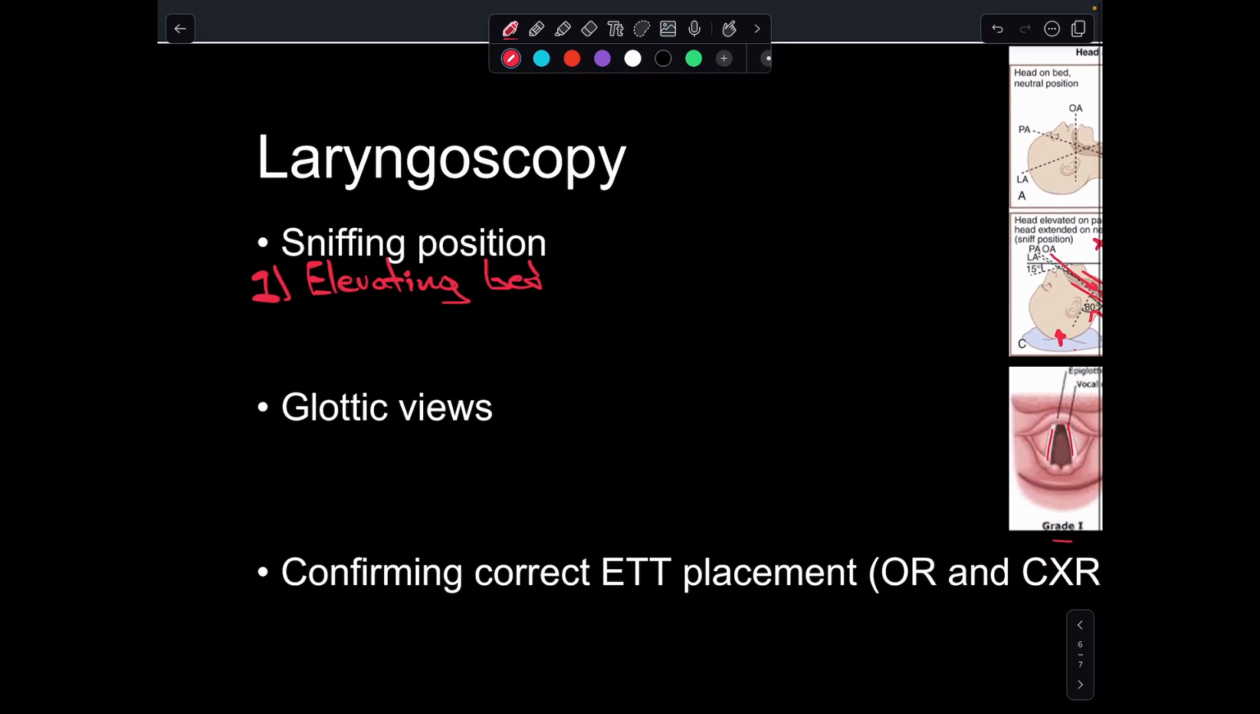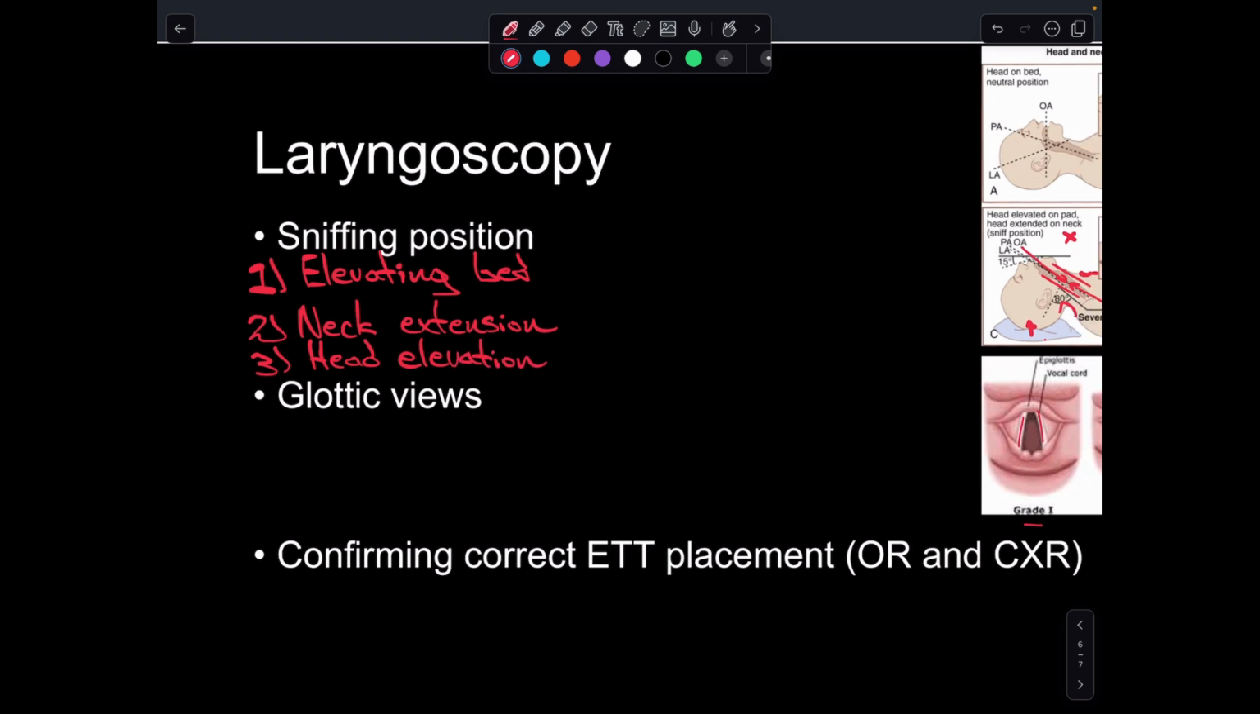So elevate the head of the bed and then perform neck extension, as long as the patient doesn't have any contraindications to that. And then head elevation. So that's just going to be using pillows or blankets, placing those beneath the patient's head.